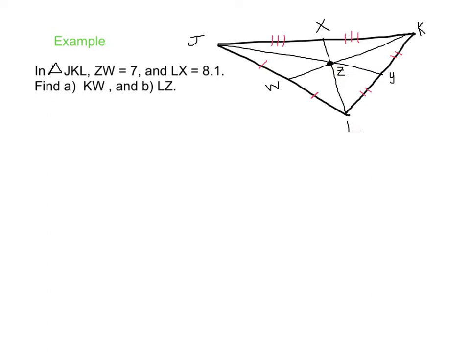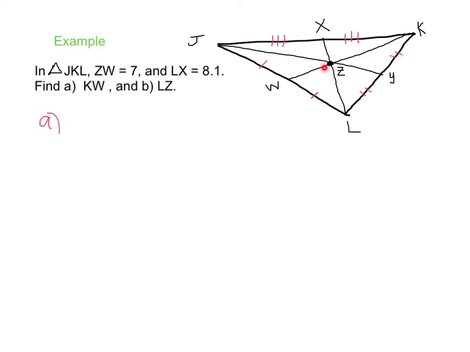Starting off with part A, we want to find the length of KW. It's important to note, and obviously we're in this section, but how do we know how to do it to begin with? Notice we have a bunch of midpoints in here. We have X, Y, Z, a bunch of midpoints. So therefore this Z has to be the centroid. So we're going to use our centroid theorem here.